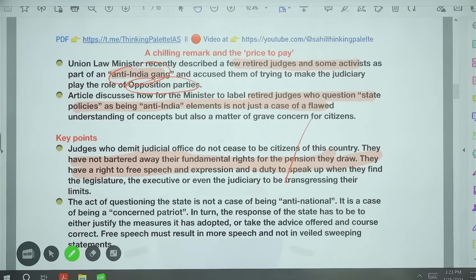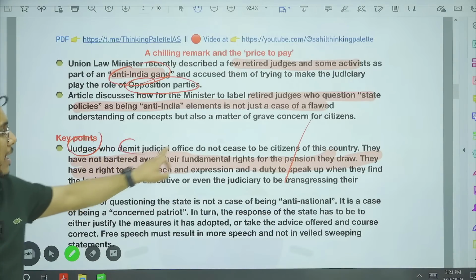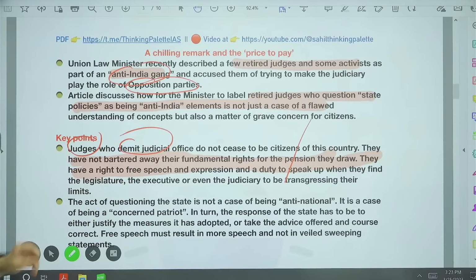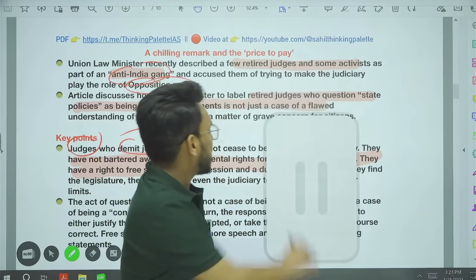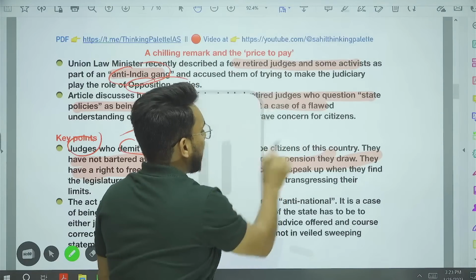Now the article is saying that when we talk about the judges who have retired from the judicial office, after the retirement they don't cease to be citizens of India.